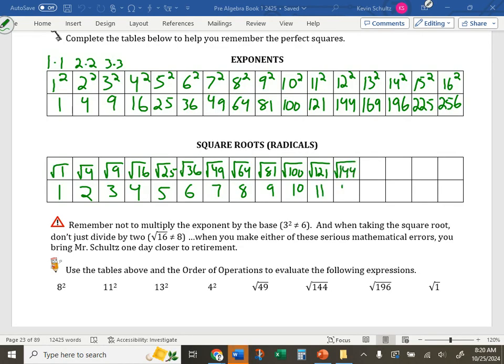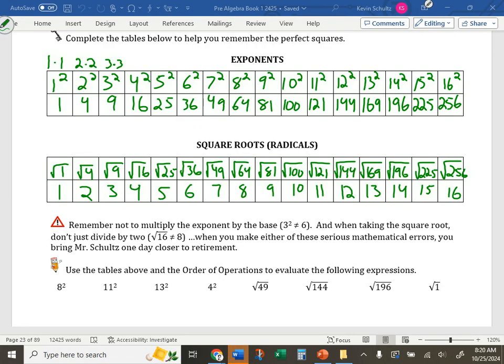I'll move out of your way so you can see in a little bit here. 144 is 12. Root of 169 is 13. Root of 196 is 14. Root of 225 is 15. And we end at the root of 256, which is 16. We've come full circle here.